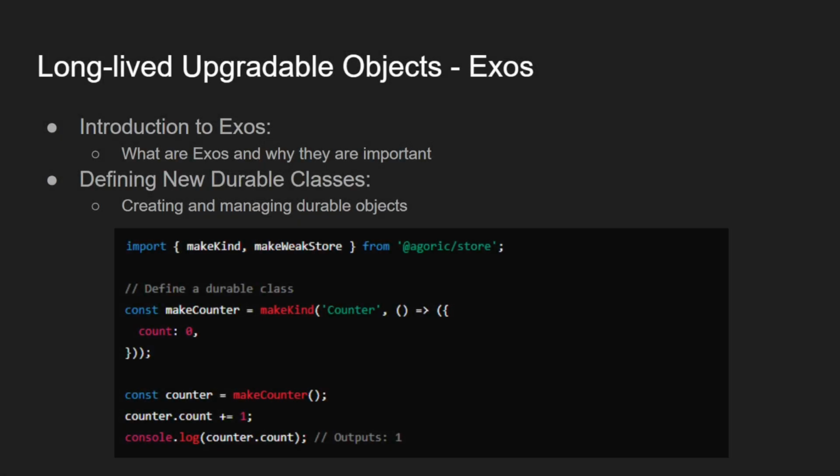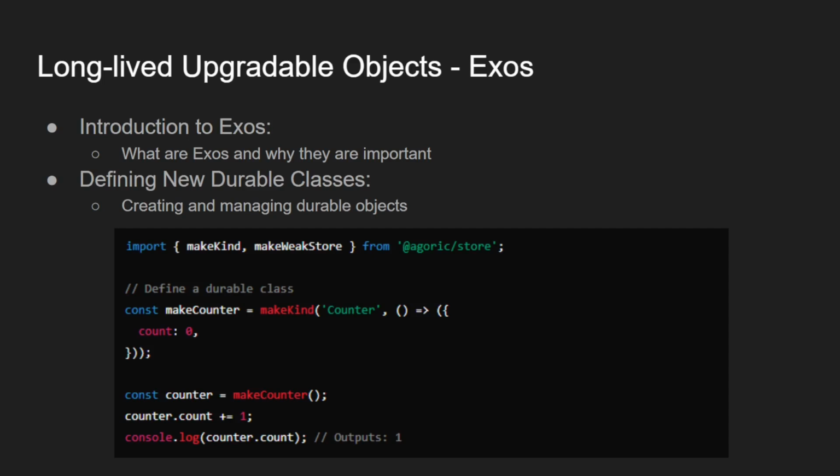Next, let's explore a powerful concept in Agoric called Exos, or long-lived upgradable objects. Exos allow you to create durable objects that can be upgraded over time without losing their state. This is particularly useful for developing applications that need to evolve and adapt while maintaining continuity.